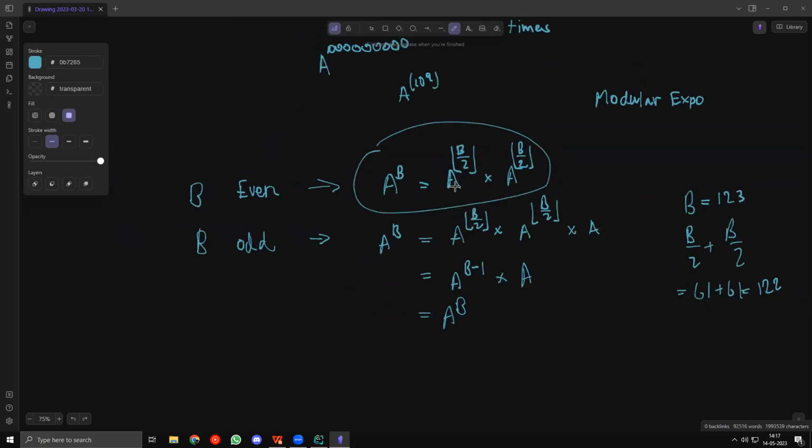So is this observation clear to everyone? First of all, if b is even, then a to the power of b is equal to a to the power of b by 2 into a to the power of b by 2. And if it's odd, then you do the same thing as the even one, except you also multiply by a. Is this clear to everyone? Any doubts here?